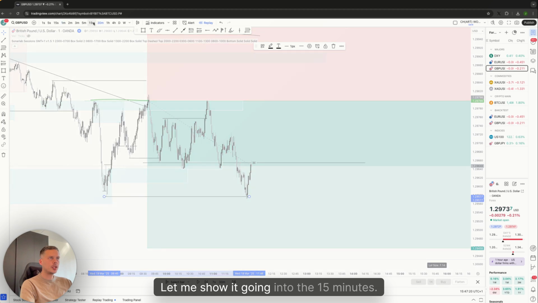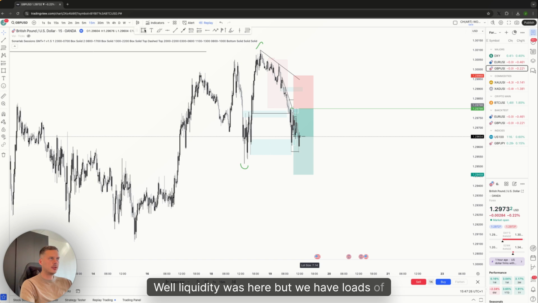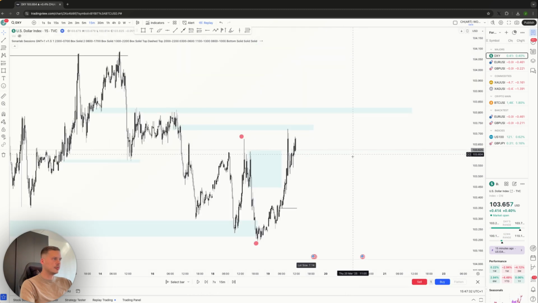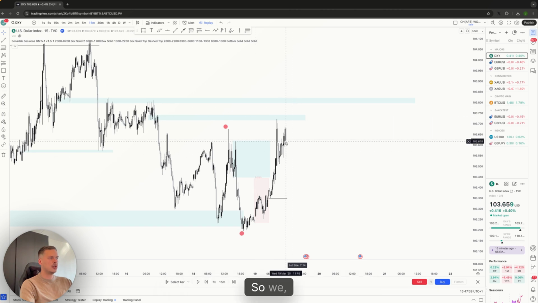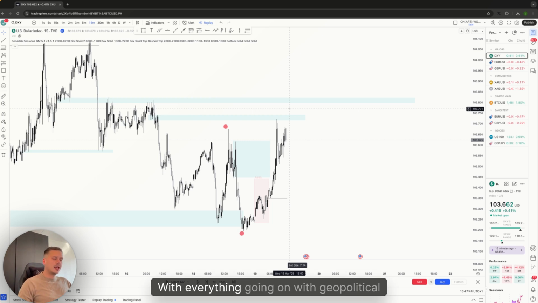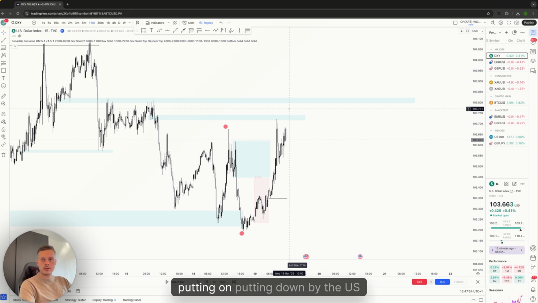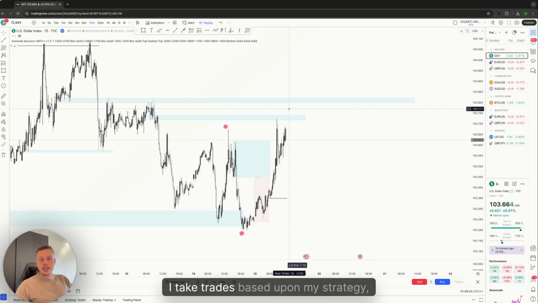Let me show it. Going into the 15 minutes. Where is the liquidity? Well, liquidity was here, but we have loads of liquidity resting here. And well, let me put the DXY to show you where the liquidity was on the DXY, resistance area and resistance area. So I do believe we have a high opportunity that price will come and take that out. With everything going on with geopolitics, but also with the war and tariffs put down by the US. I don't know what will happen next, but I don't care what happens next. I take trades based upon my strategy, based upon my confluences, and it's playing out pretty well.